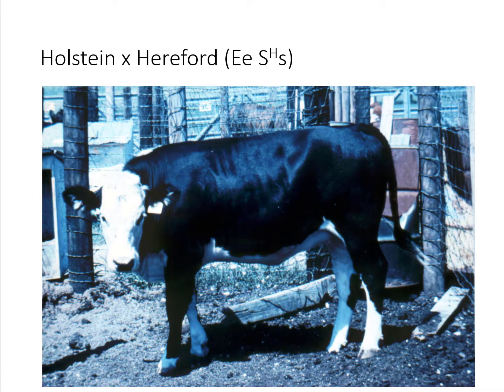And here we have a Holstein Hereford cross. So he is big E, and then big SH, little s. For this one, SH is more dominant than little s, so it will still have the full Hereford pattern, and it has a big E, so the base color will be black.